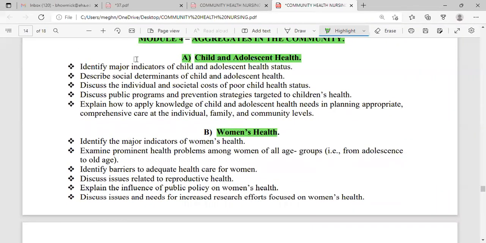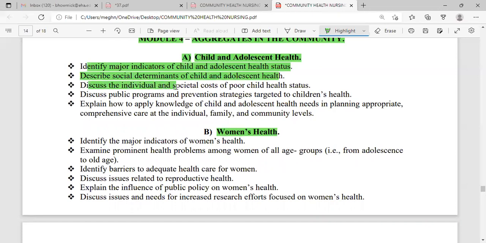Child and adolescent health contains: identify the measure indicators of child and adolescent health status. Describe the social definition of child and adolescent health. Discuss the individual and social cost of poor child health status. And discuss the public programs and prevention strategies targeted to children's health.